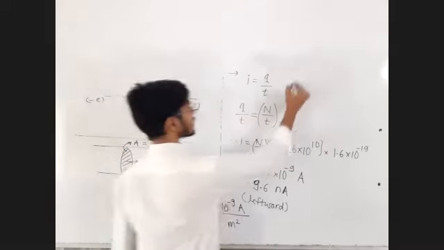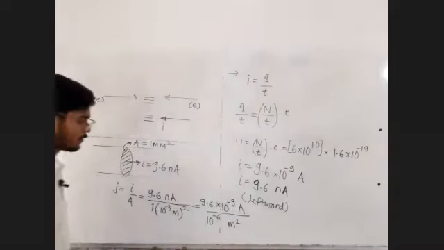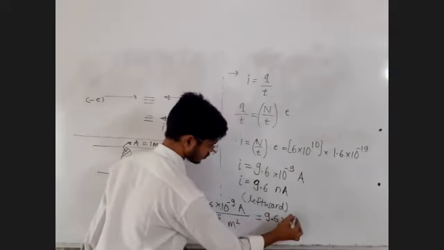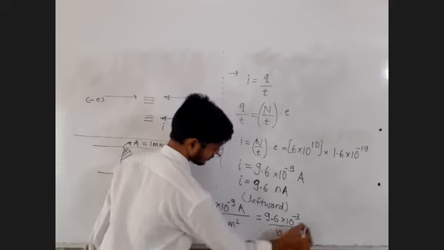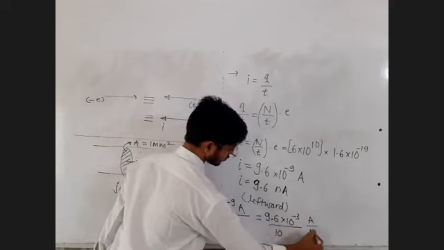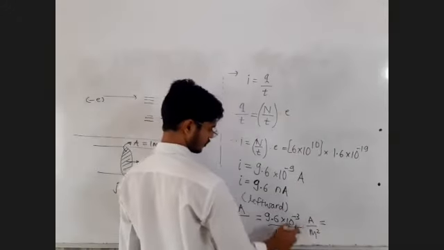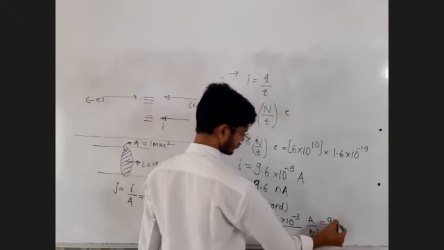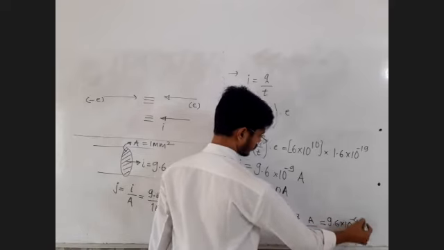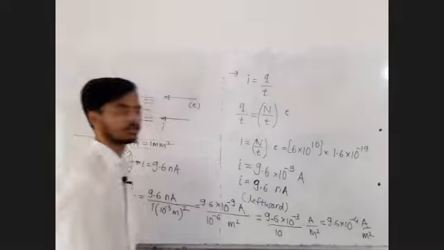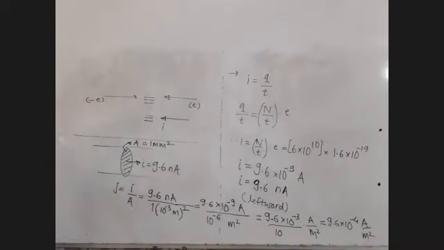So 9.6 as it is. Let me write it here itself. 9.6 as it is into 10 raised to minus 3 divided by 10. These many ampere per meter square. Now you can further figure out on your own. This in the numerator 9.6 into 10 raised to minus 4 ampere per meter square. That you can figure out. Reply in the chat box, clear and written. CW.